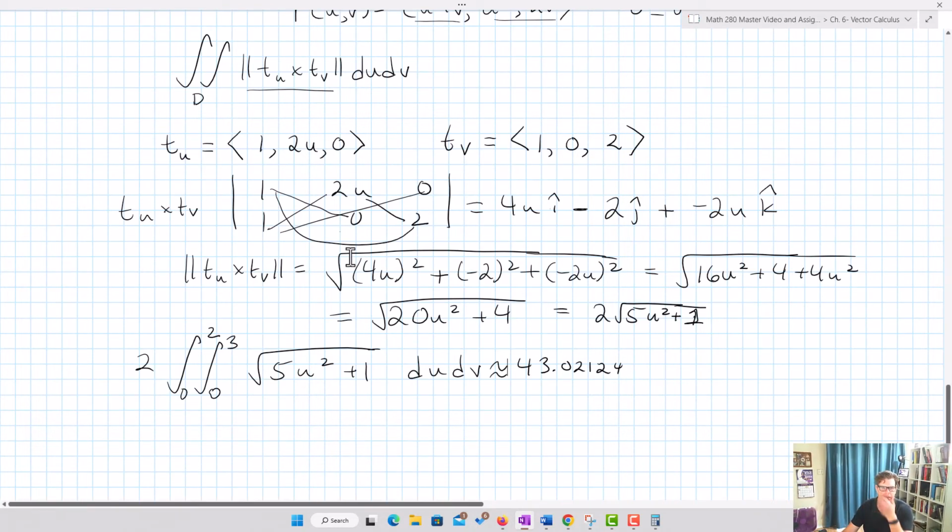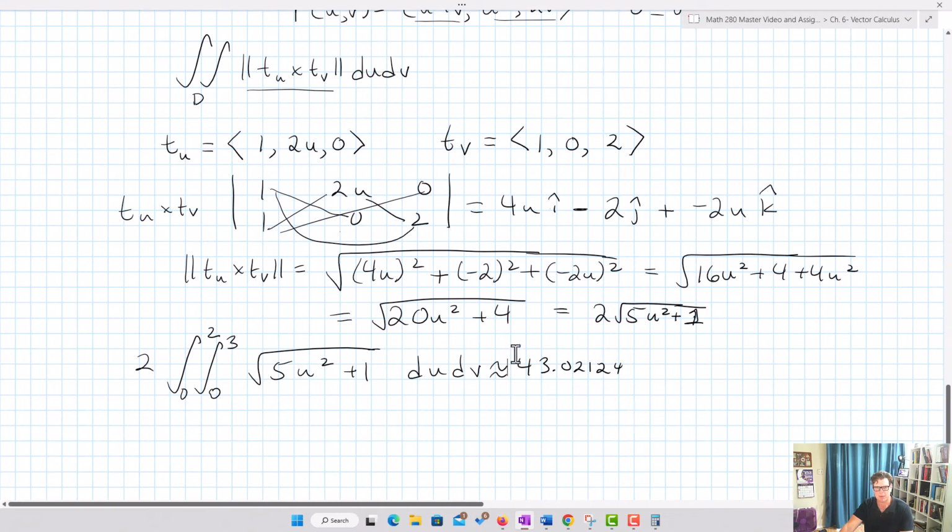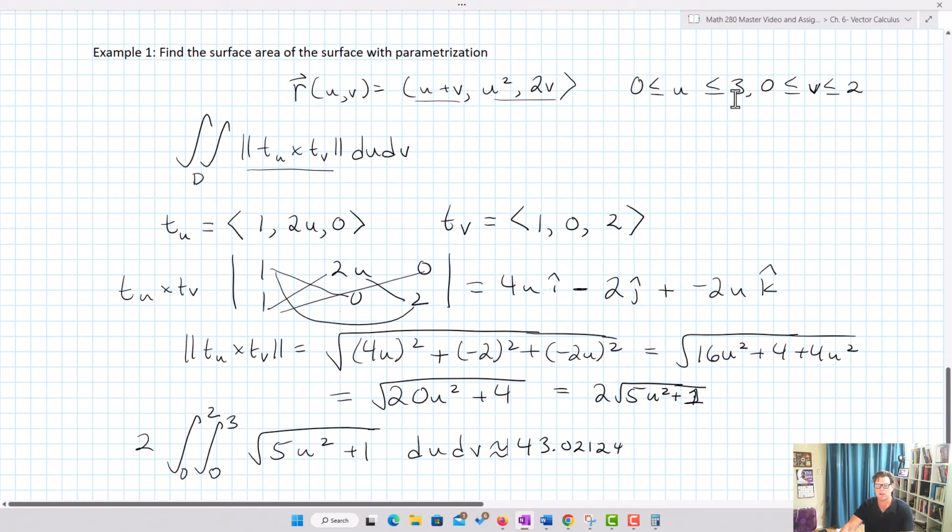Big thing to notice here, we took the partials with respect to u of our parametrization, and the partials with respect to v of our parametrization. Then we took the cross product of those, took its magnitude, and that's what we integrated over, with our bounds being the bounds for our parametrization. All right, and that's how you find the surface area.